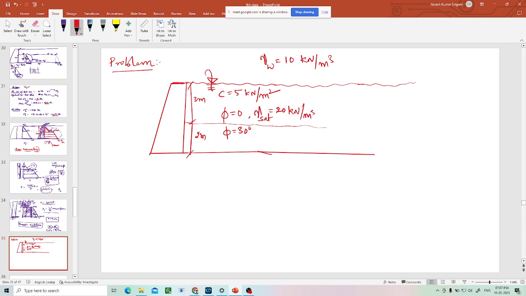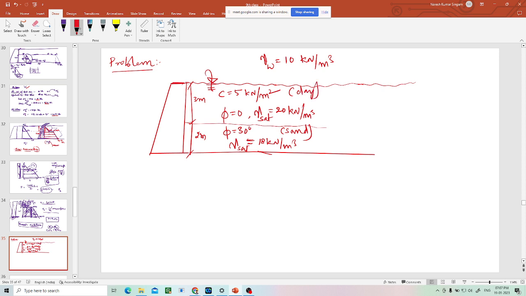Phi is 30 degrees for this layer, gamma sat for this layer is 18 kilonewton per meter cube, and for this there is no C value. It's a sand. So the top one is clay because it has only cohesion, whereas the friction angle is 0. For this, C is 0. That means it is cohesionless soil. Basically it's a sand. Now you know the properties.